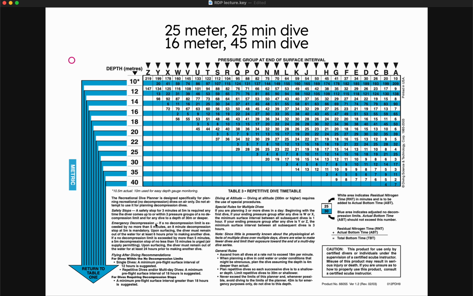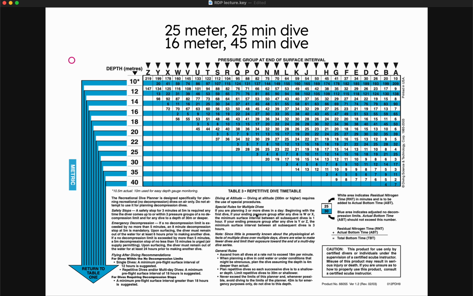There are also some rules for emergency decompression. These are scenarios, and I'll let you read through these. But this is the scenario should you exceed your no decompression limit. Some rules of thumb of how long to try and stay down, as long as you have the gas supply to minimize your risk of decompression. There's also some flying after diving recommendations, which is important to keep in mind as you're planning your dive travel. And also note here, there's some special rules for multiple dives.